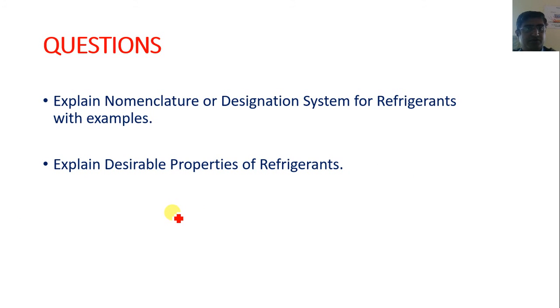And here are some questions for you. Explain the nomenclature of the designation system for refrigerants with examples, and also explain the desirable properties of a refrigerant. You have to solve both these questions and send them to Google Classroom.